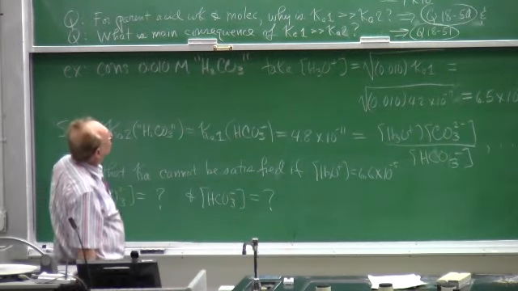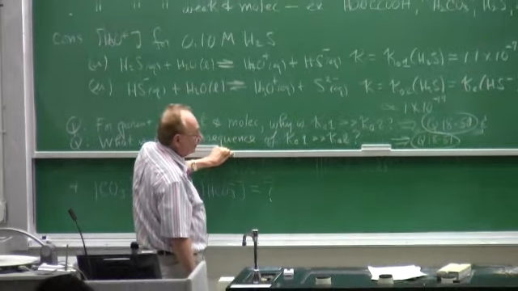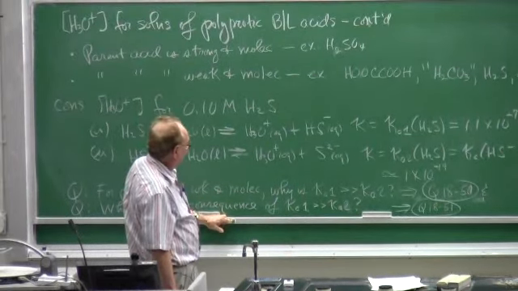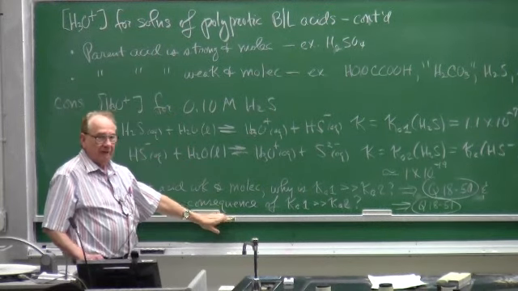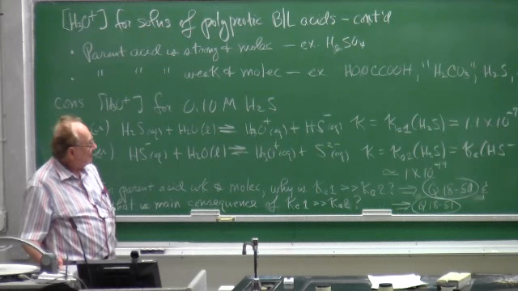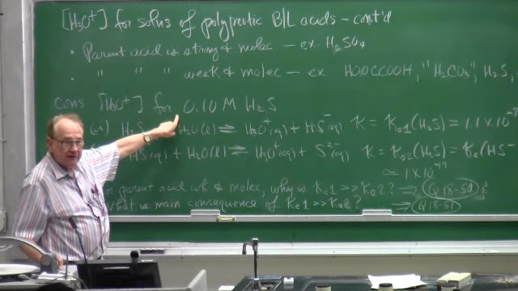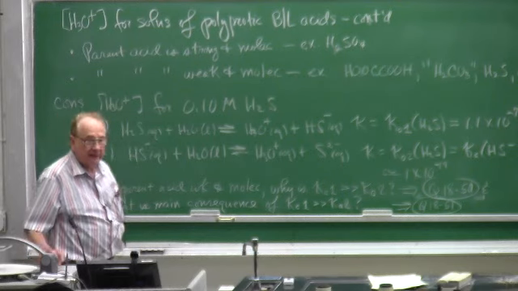Now, back to this. I went on to the proof already. Back to this. If what I said is true, can you tell me at a glance, with this K value of 1.1 times 10 to the minus 7, what the hydronium ion concentration is for 0.10 molar H2S?